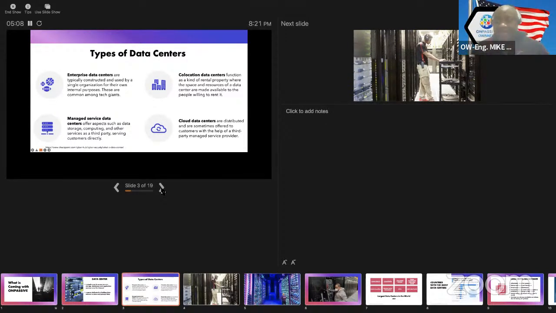So that is how it is managed. Now we have the cloud data center. They are distributed and are sometimes offered to customers with the help of a third party managed service provider. So this is another one. Now, instead of having a physical building where all the data is stored, we have it in the cloud environment. We have so many giants of the cloud environment that we'll be seeing as we go down this presentation.